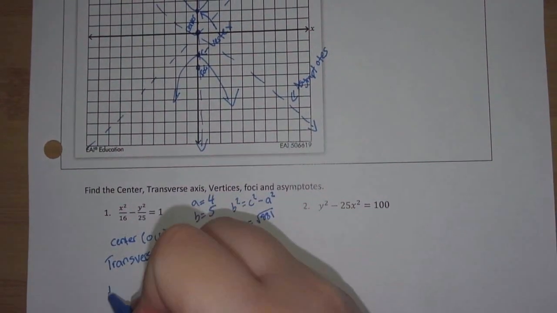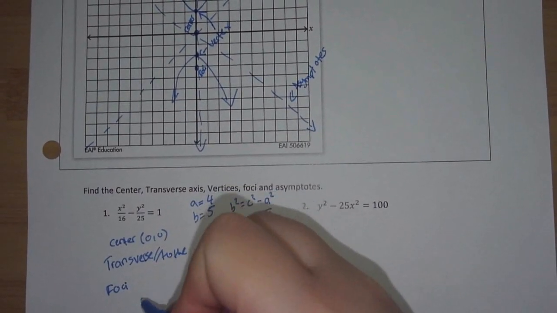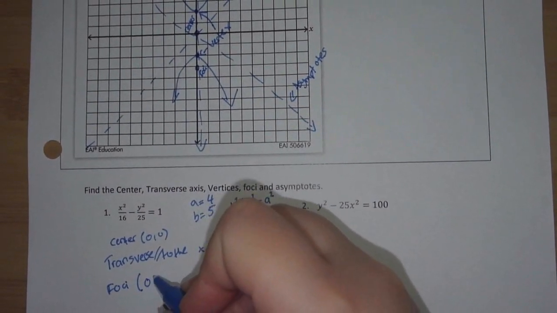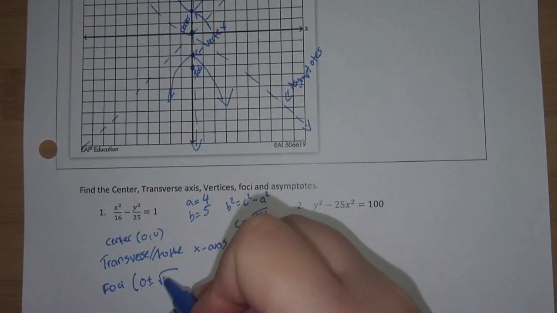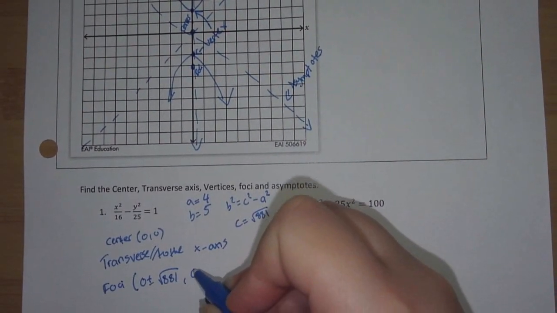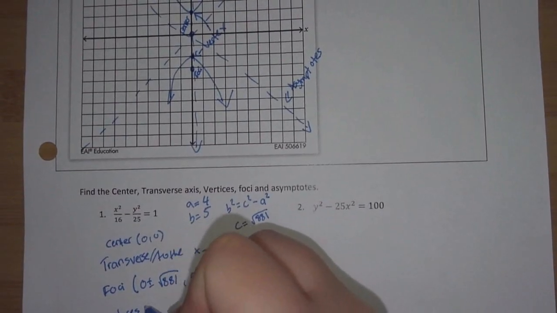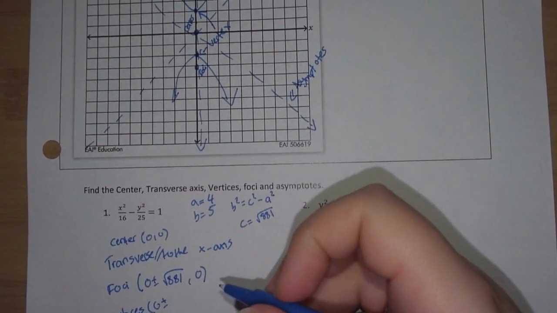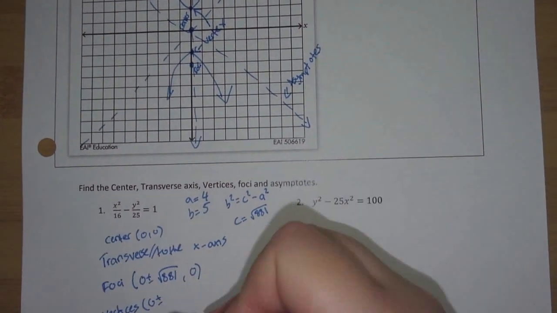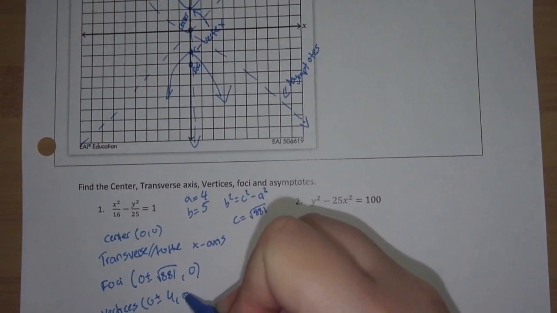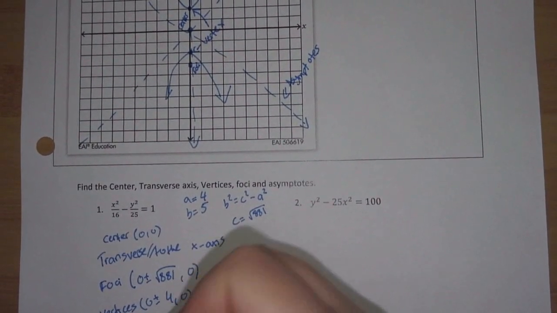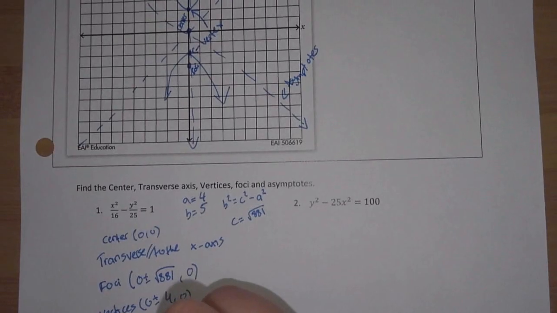Alright, now we're going to find the foci. 0 plus or minus the square root of C. Your vertices is H plus or minus A, comma 0, or K. And then we have to find our asymptotes as well.